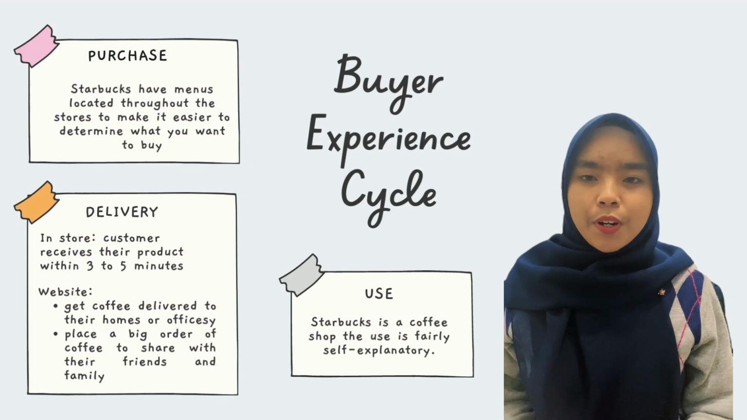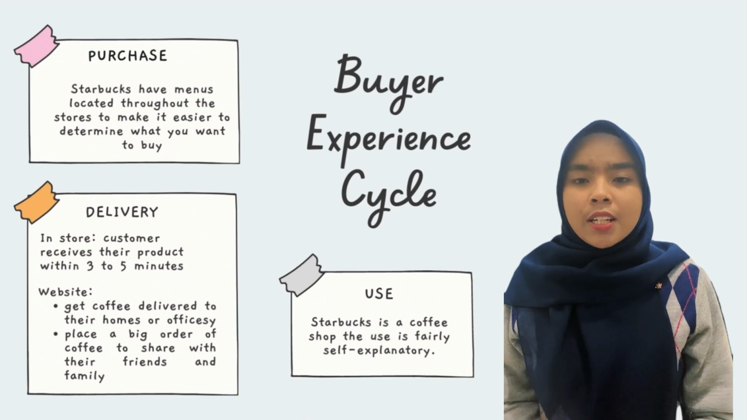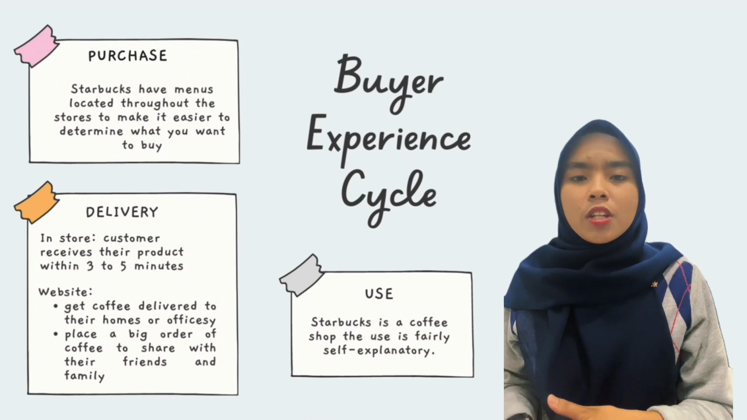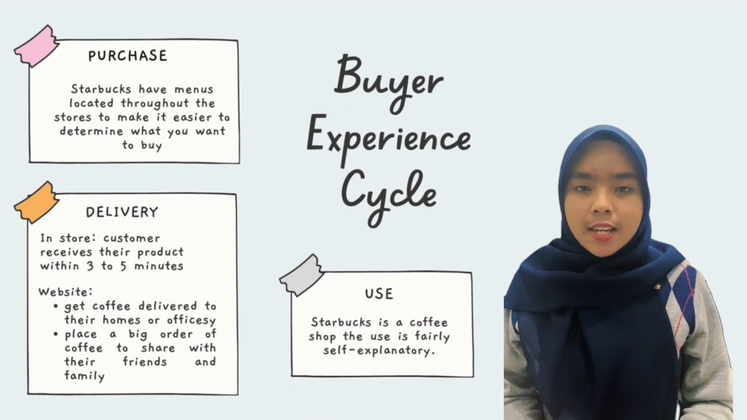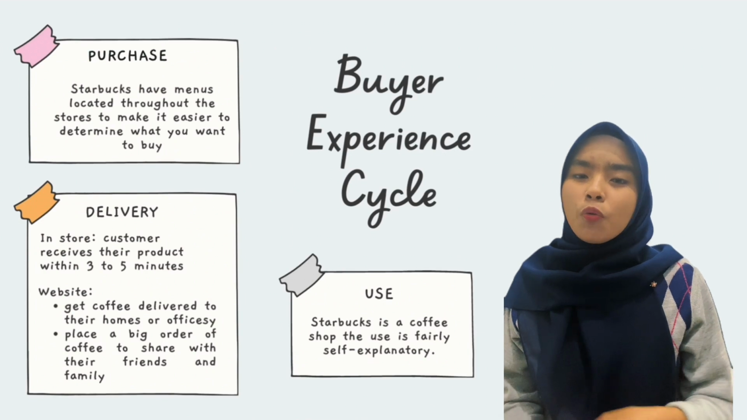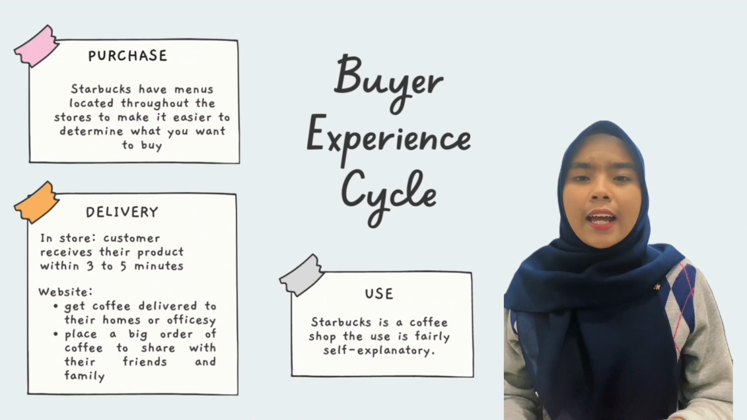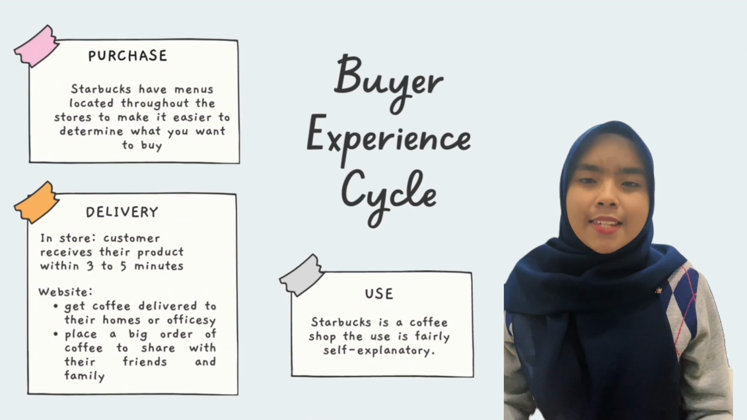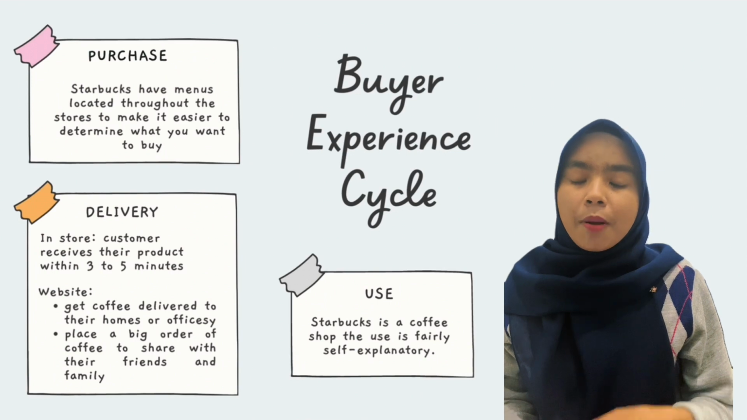Now, the buyer experience cycle. The first area of the buyer experience cycle is the purchase area. Starbucks has menus located throughout the stores to make it easier to determine what you want to buy. The second area of the cycle is the delivery process. In stores, typically after the purchase, the customer receives their product within 3 to 5 minutes. Coffee lovers can skip waiting in line behind other customers and get coffee delivered to their homes or office. Consumers can place a big order of coffee to share with their family and friends.